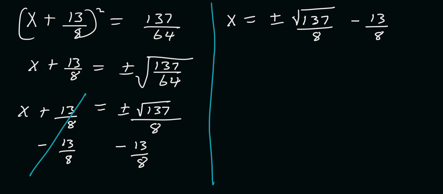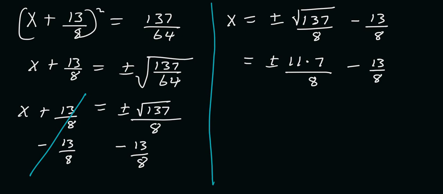So now let's try and get the square root of 137. Square root of 137. So that gives us 11.04 and so on. So if we approximate that, it's going to give us plus or minus 11.7 over 8 minus 13 over 8.